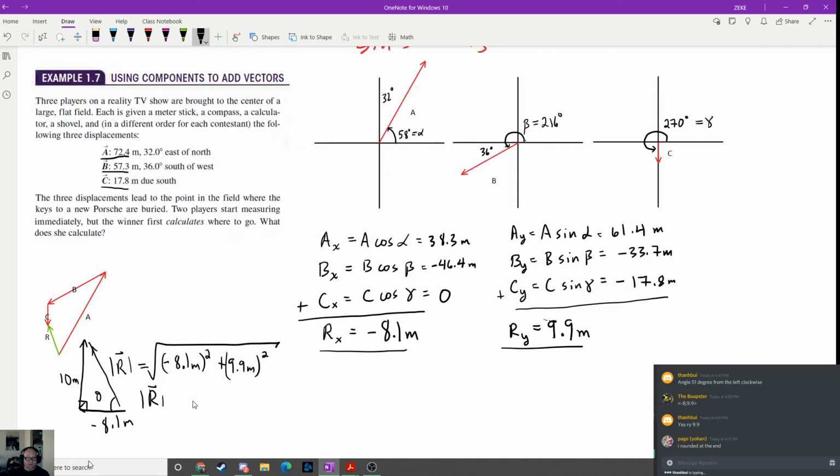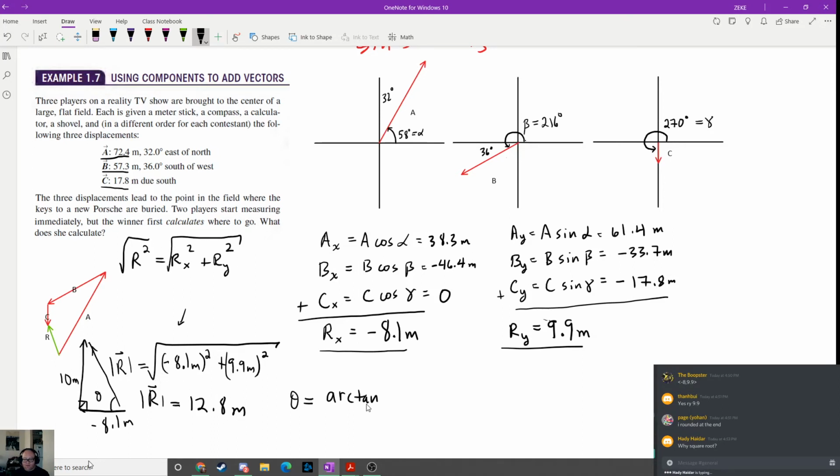So you get a vector that has a length of 12.8. And then if I want to find the angle theta, we're going to write the arctan of y over x. The square root, this is the Pythagorean theorem that we're doing right here, which basically says that r squared should be equal to r sub x squared plus r sub y squared, right? So then to get r, you just square root both sides.